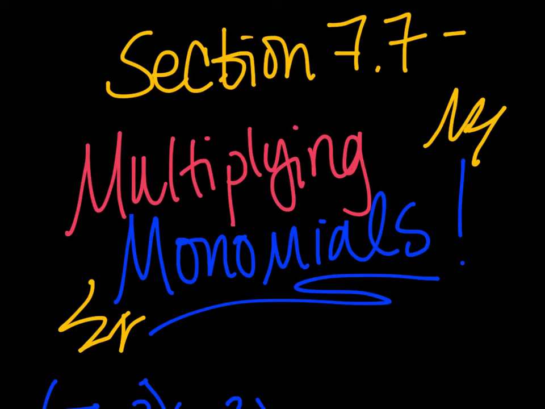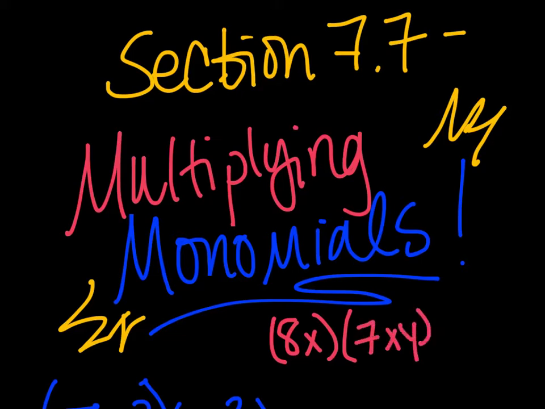So monomials are those things where it's essentially maybe 8x. That is a monomial, and if we're multiplying them, this 8x could also be multiplied by 7xy. And so the answer there would be 56x squared y. So we're going to understand why that truly is.